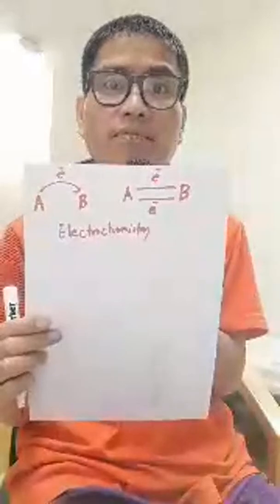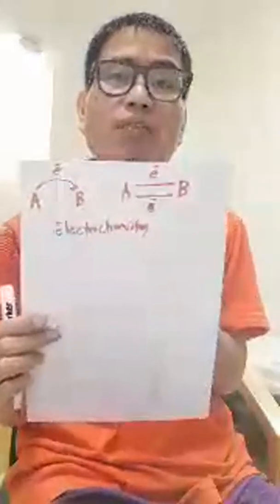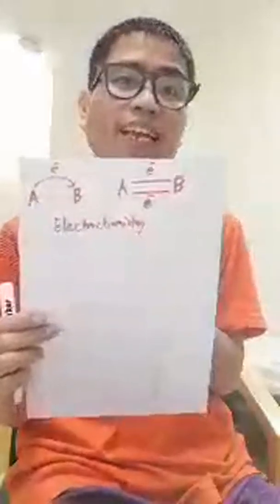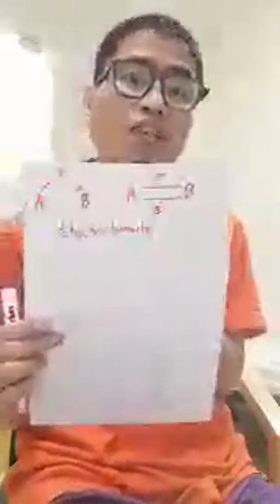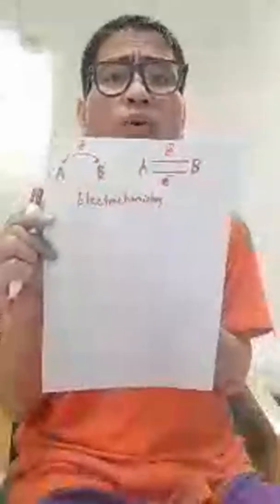So if we define electricity technically, we say it is the transfer or movement of electrons through a path, specifically a wire or a cable. Then electrical energy will be generated and produced. So this is electrochemistry. A and B are transferring and accepting electrons.